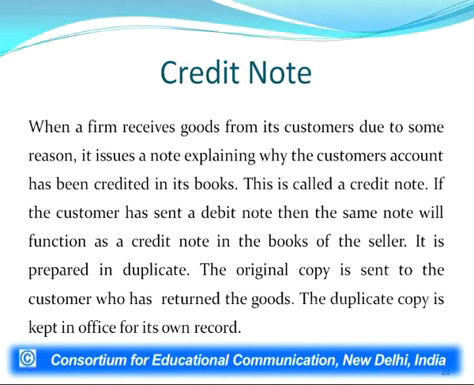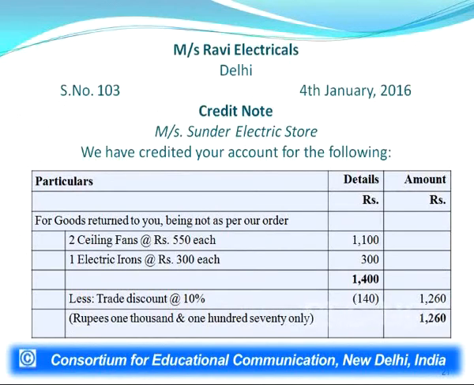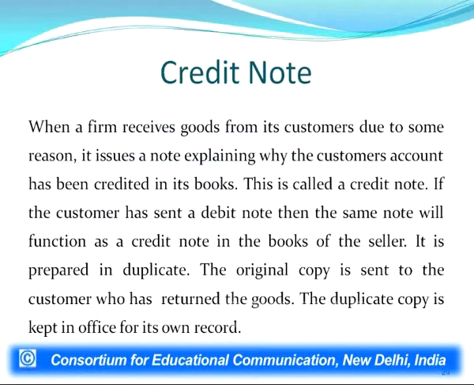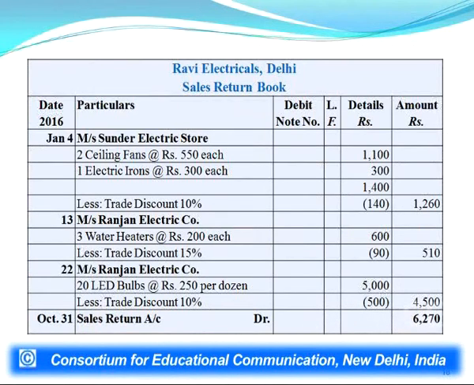There is no need to issue a separate one, but sometimes if the firm wants to issue, it can also issue this as documentary evidence. If a firm is issuing this, normally these are in duplicate, the original copy is given to the customer who has returned the goods, and the duplicate copy is kept in the office for future record and for the purpose of accounting. The format, we have taken this example from the same sales return, the first transaction, Messrs. Sundar Electric Store in the books of Ravi Electricals, 2 ceiling fans returned and 1 electric iron, trade discount 10%.